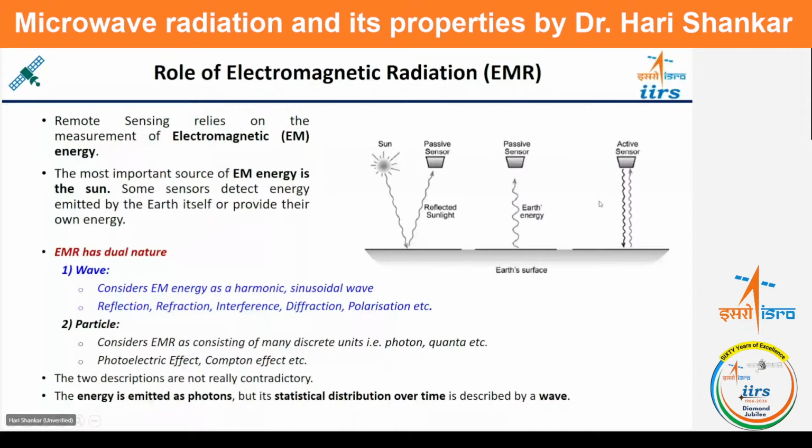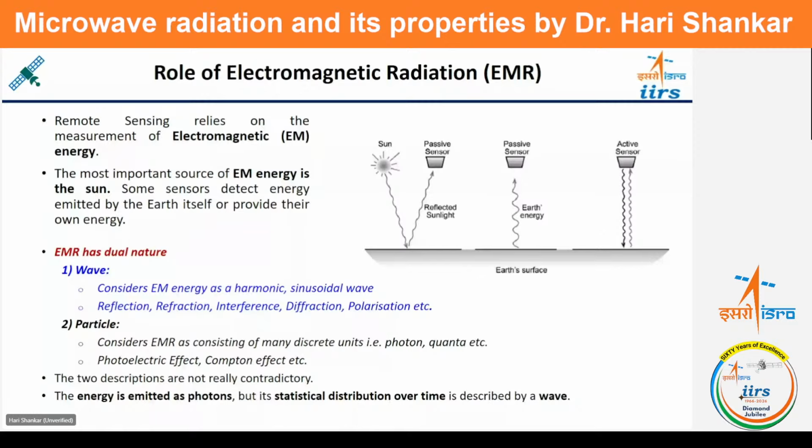Okay, and another type of process is if we have specialized sensors capable of sending their own source of energy towards the earth's surface, and after interacting with the earth surface, it is coming back, or you can say back-scattered toward the sensor. So this is also one way of remote sensing. This way of remote sensing is called the active remote sensing, because the source of energy in this process is the sensor itself. So you can say the sensor itself is sending energy and the sensor itself is receiving energy.